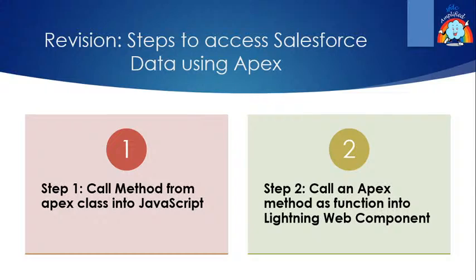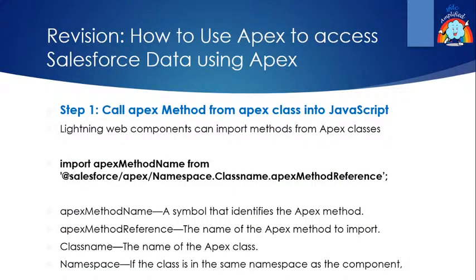So, basically, step one is that call method from Apex class into JavaScript, and next is to call an Apex method as function into Lightning Web Component. So, the step one we have discussed already in the previous session, to call Apex method from Apex class into JavaScript. For that, we import the Apex method name, we put the class name, and then we put the Apex class method. So that we will be checking in a while that how we do it, but that's how we import it. So there is Apex method name, and that we use in the function when we are using. Then the reference, that is the Apex method to import, the class name, and the namespace we use.